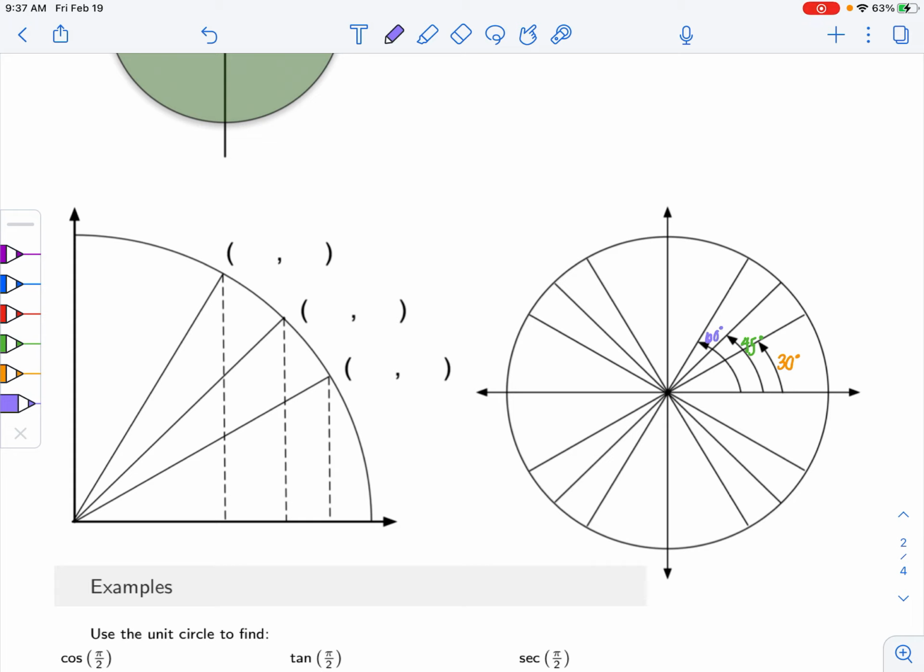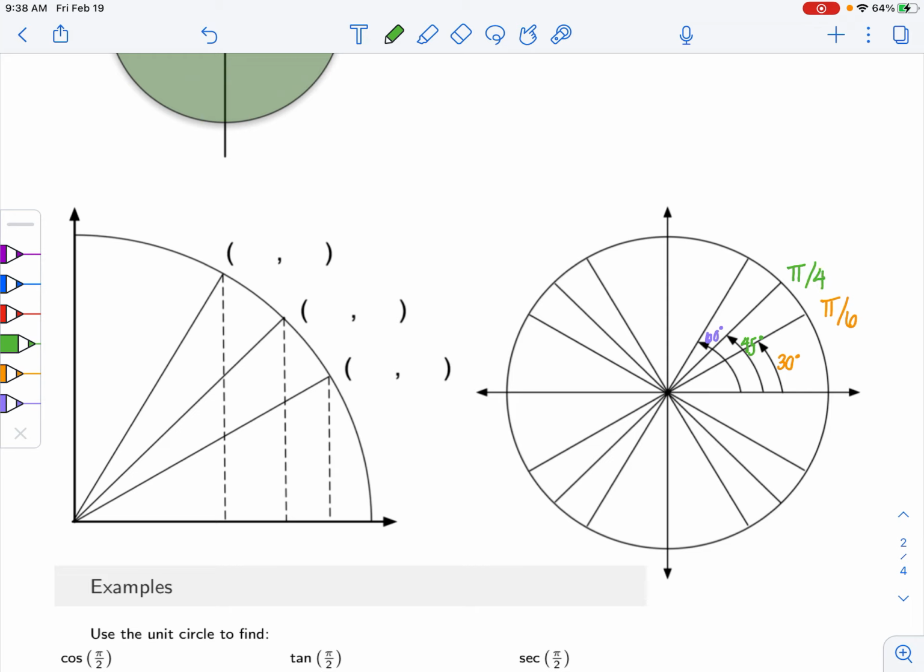Right, those are known values. Let's quickly put those in radians. 30 degrees, if you want to still do the conversion of times pi over 180, go for it. It's the same thing as pi over 6. 45 degrees is the same thing as pi over 4.